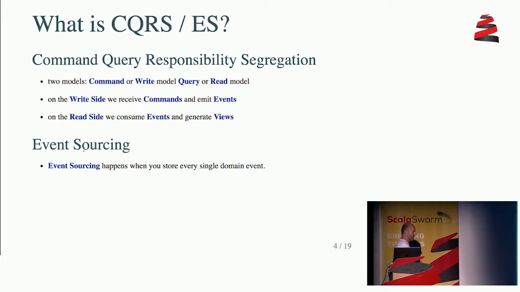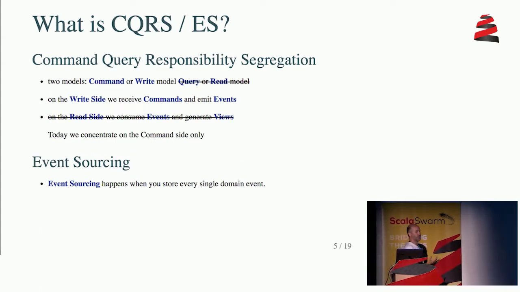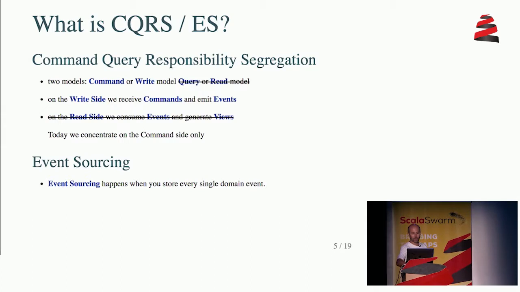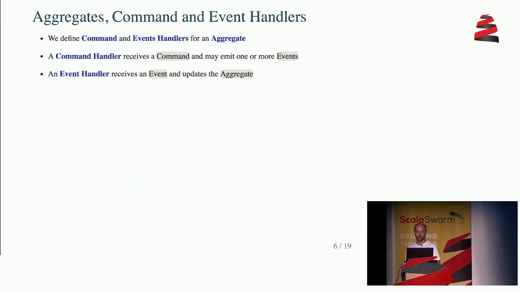And one important thing is that CQRS is not event sourcing. CQRS is about splitting the model in two, a command side or write model, and the query side, the read model. And event sourcing is when you persist the events. So you can have CQRS without event sourcing. You can even have synchronous CQRS, which is a bad idea in my opinion, but it's possible. But today we'll only see the command side of it, and we'll take into consideration the event sourcing part. Well, when CQRS is mixed with event sourcing.